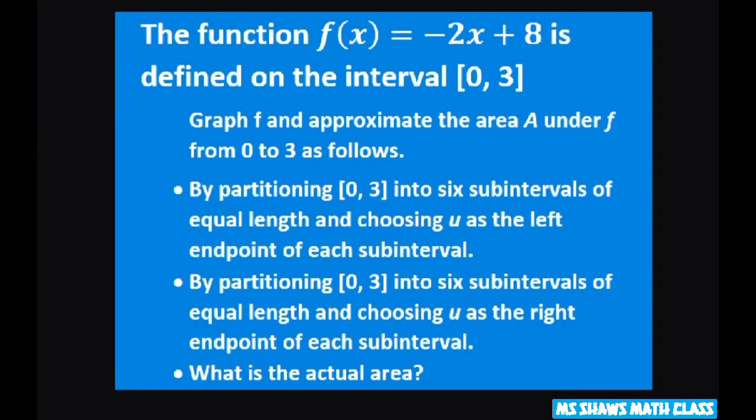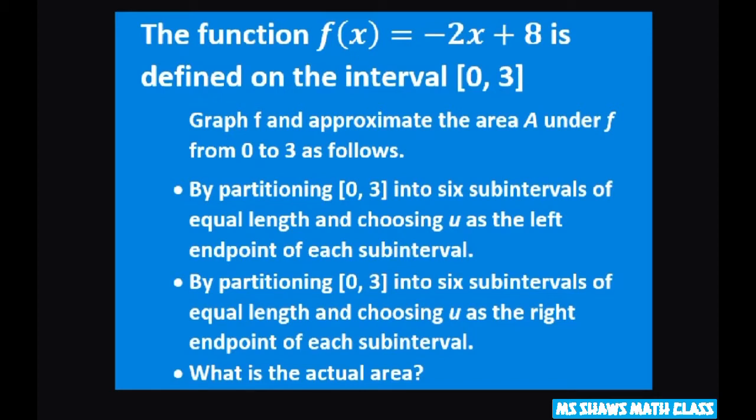Hi everyone, the function f of x equals negative 2x plus 8 is defined on the interval 0 to 3. We're going to graph f and approximate the area under f from 0 to 3 by partitioning it into 6 subintervals of equal length and choosing u as the left endpoint of each subinterval, and then choosing u as the right endpoint of each subinterval.